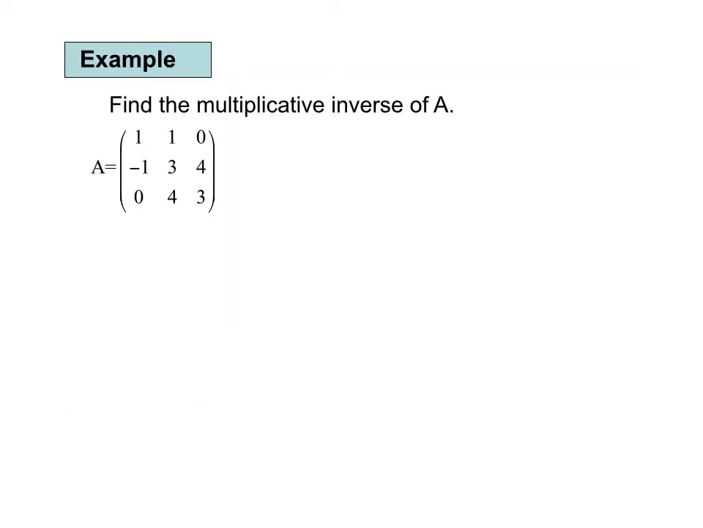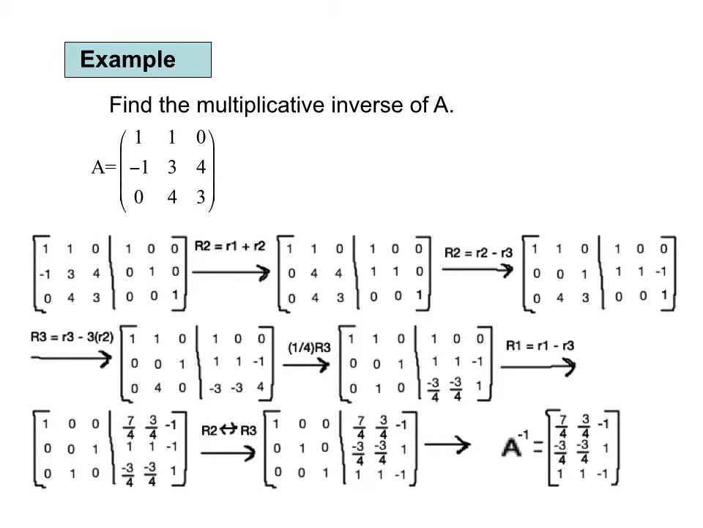Okay, now let's go through an example of finding the multiplicative inverse of a 3 by 3 matrix. If we're given this A matrix, first we would find the augmented matrix of A joined with I3, then perform row operations. Now let's remember what row operations are. The first type of row operation is adding and subtracting different rows from each other to replace a specific row.